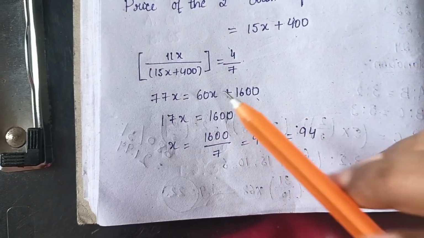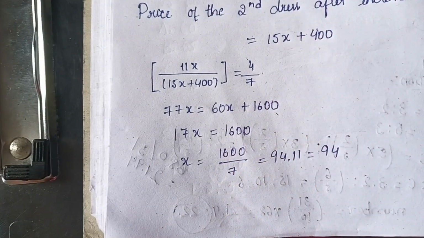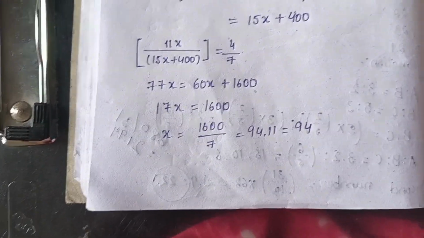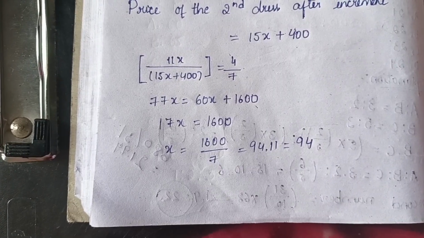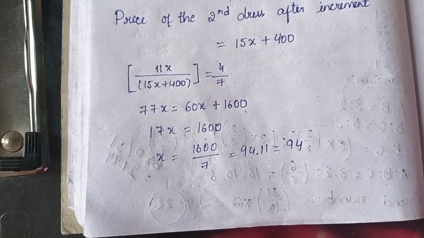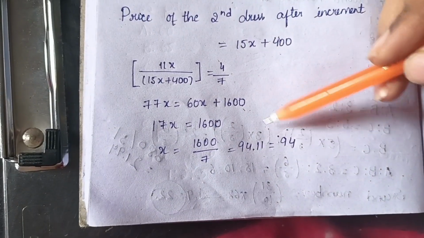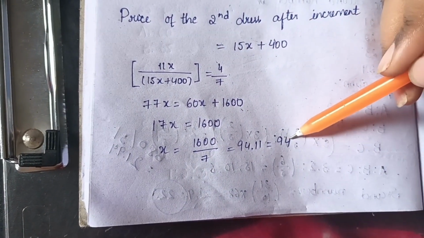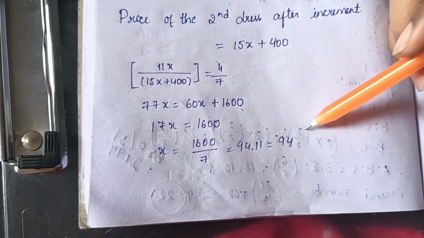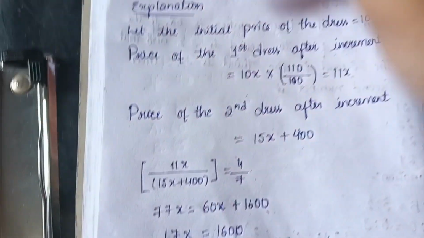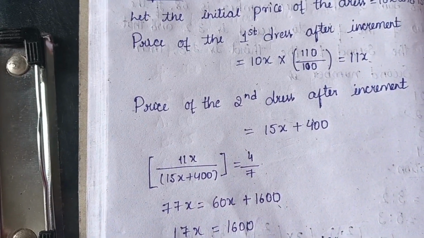Okay, so divide both sides by 17. So x equal to 1600 by 17. X is equal to 94.11, approximately x is equal to 94. The final answer is 94. Option D is the correct option. Okay, the correct answer.